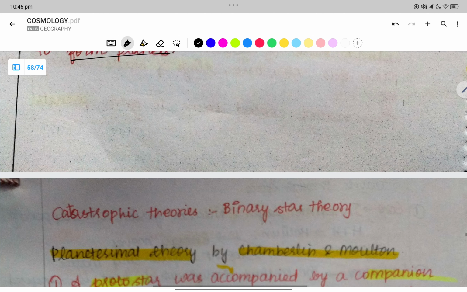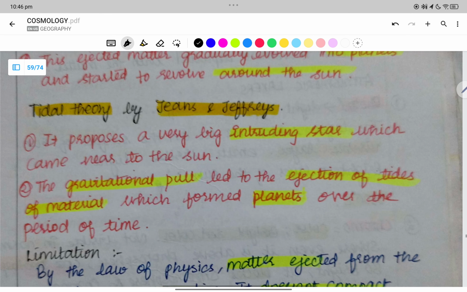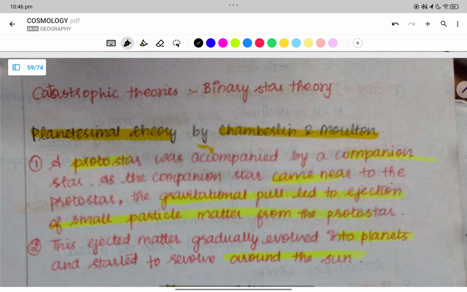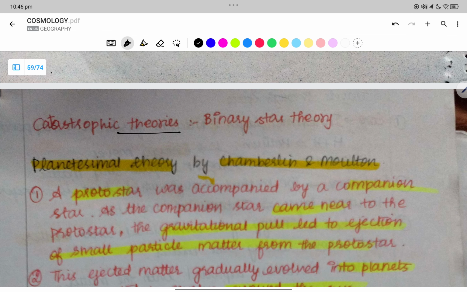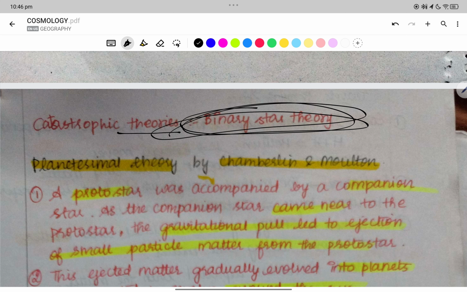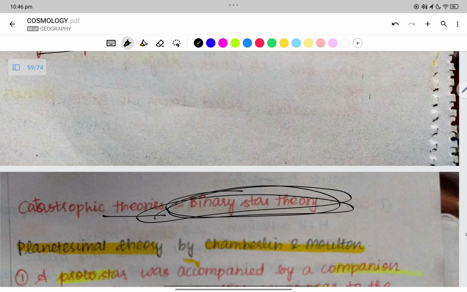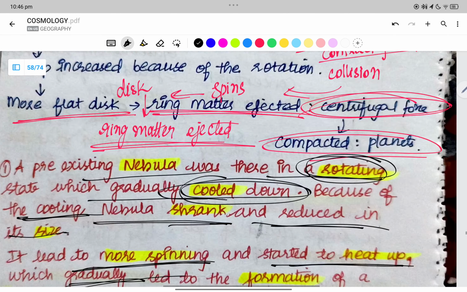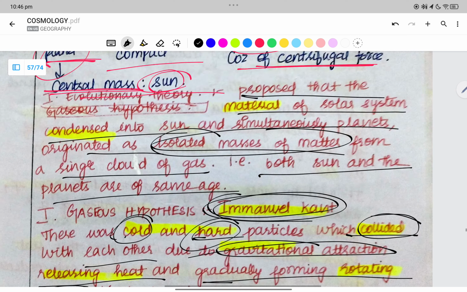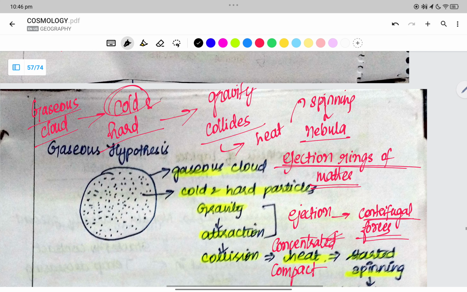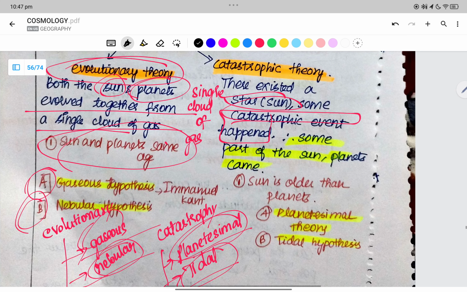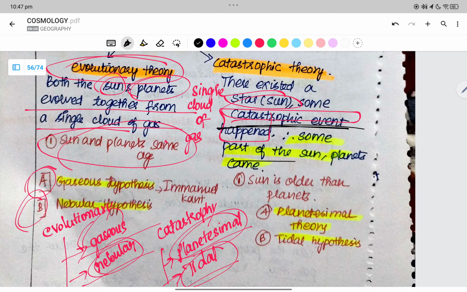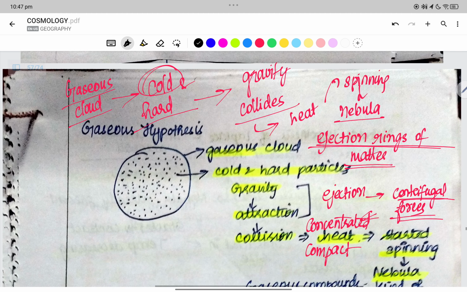Now catastrophe is because something big happened, right? In the evolutionary theory, both form simultaneously. Catastrophe is nothing but the sun was already present, and due to some events a part of the sun came out as planets. This is what we have.